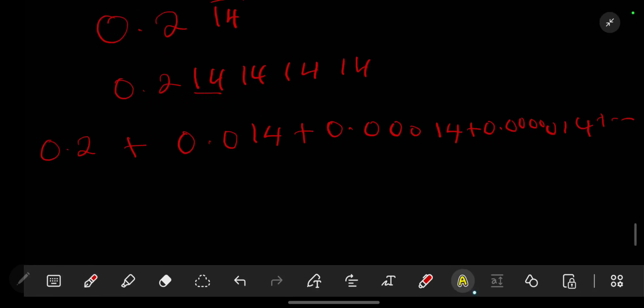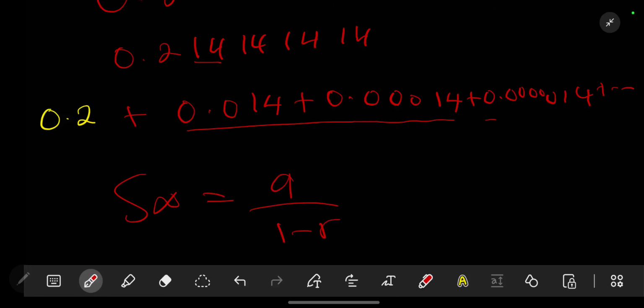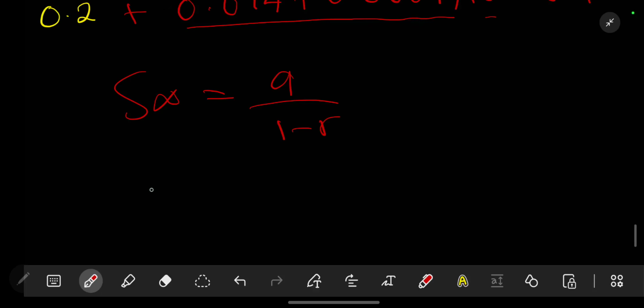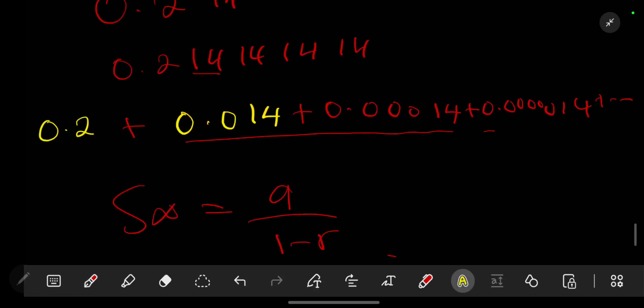So now if you have such a question, this one you isolate it, you treat it as separate if it's not repeating. Then you are going to find the sum to infinity for these that are repeating. So you are going to say the sum to infinity is given by a over 1 minus r, like that. So from here, this will be your first term, this will be your a. Then r, you are going to find it.